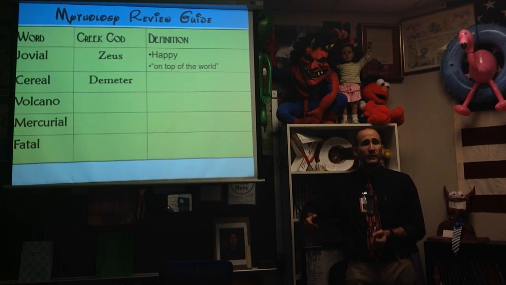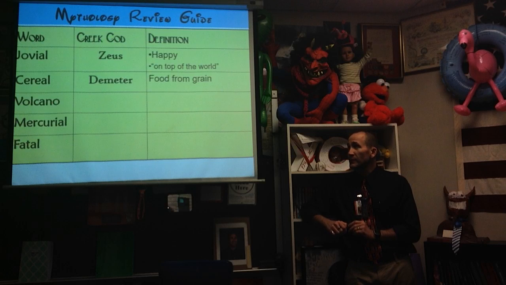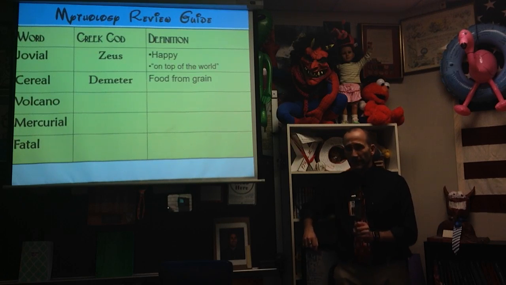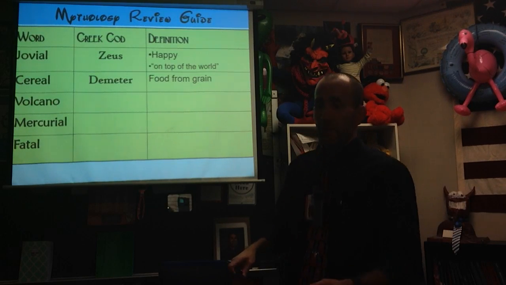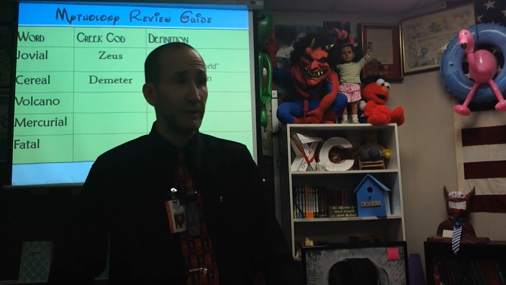And it is food that came from Ceres. It's food made out of grain. There you go. Are you cereal? So cereal was food made from grain. Cereal? Now, part of the problem is the cereal you eat today is not actually cereal.